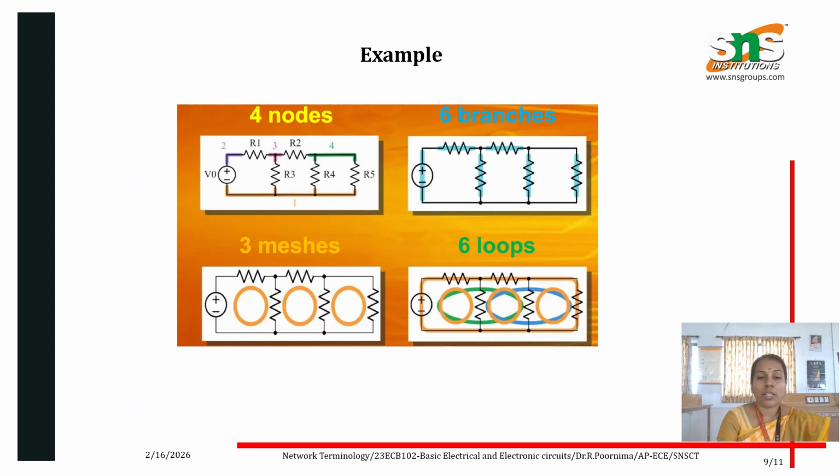And meshes are given in the third diagram. So it consists of 3 meshes. It does not contain any other loop inside it. So 3 meshes, and the loops are 6. So these 6 loops are present in this diagram.